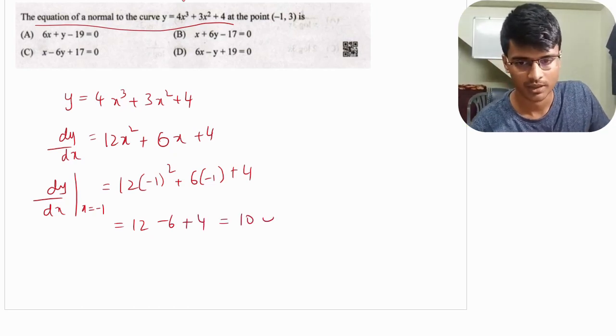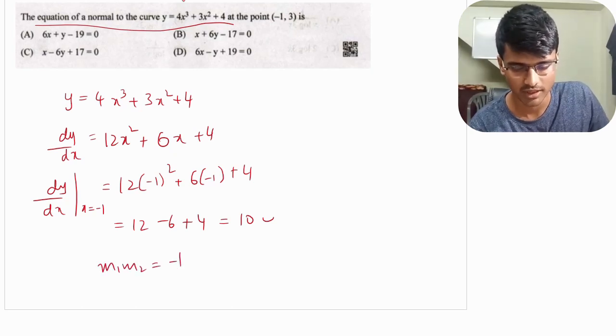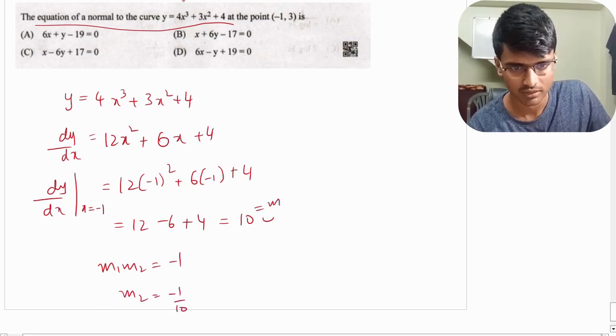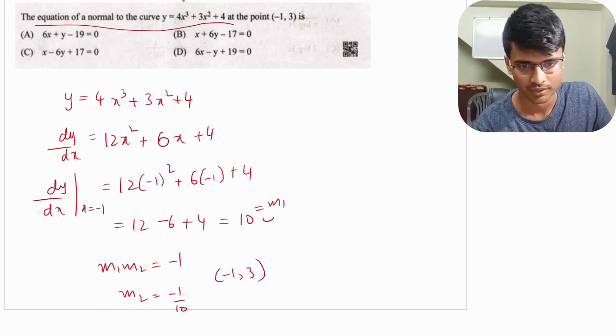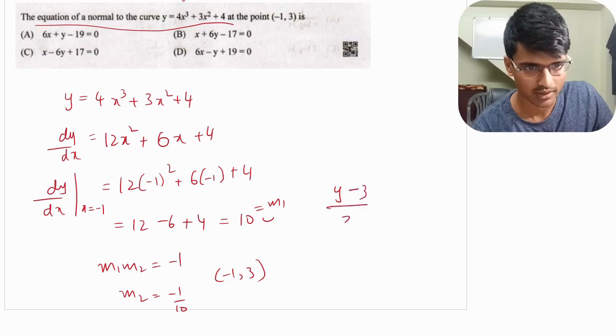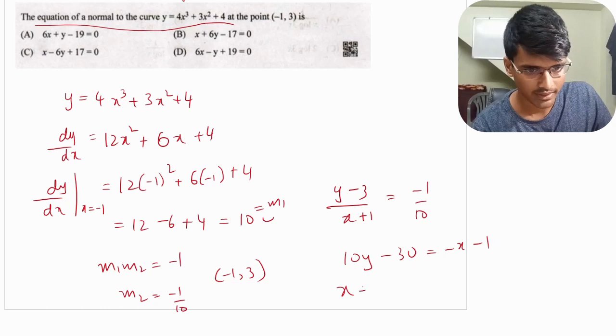The slope is 10. But for the slope of the normal, we know the product is minus 1. So m2 is minus 1 by 10. If this is m1, m2 is minus 1 by 10. We know the slope, we know the point. Now I'll just apply the point slope formula: y minus y1 over x minus x1 is equal to minus 1 by 10. So x plus 10y minus 30 is equal to 0.